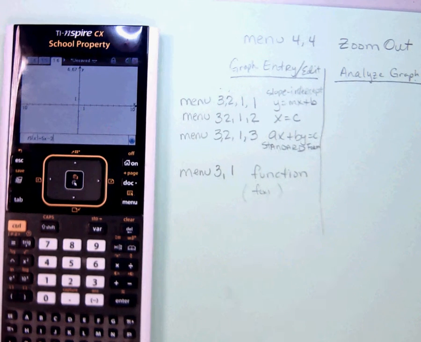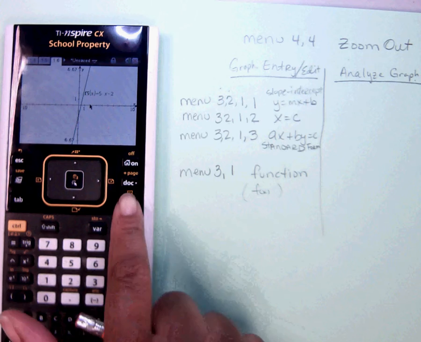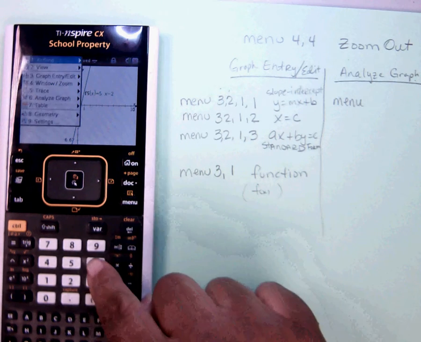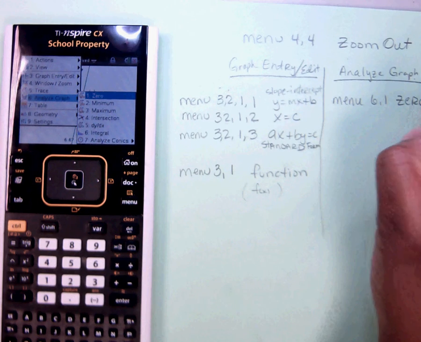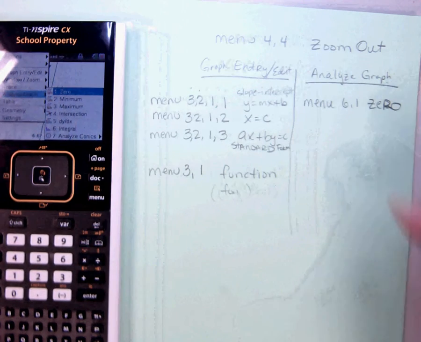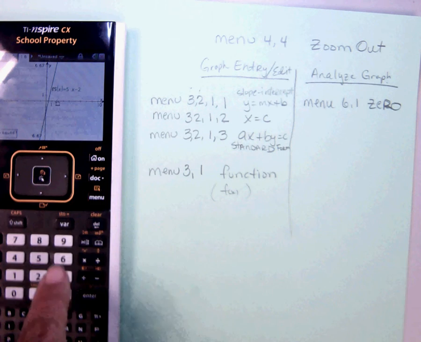Okay, we're going to start here. 5x minus 2, we're going to graph it. And the first code we're going to do is menu 6, 1. Menu 6, 1 helps you find the 0. Remember, you can find the 0 whether your problem is linear or quadratic. And the problem we have right now is linear.